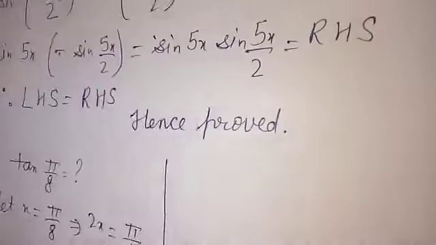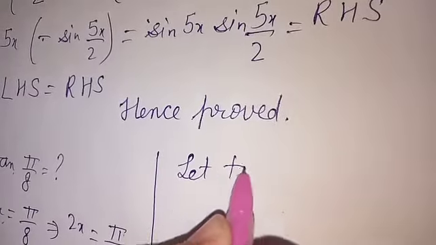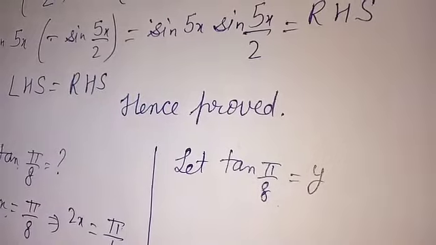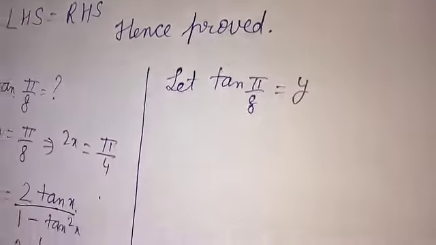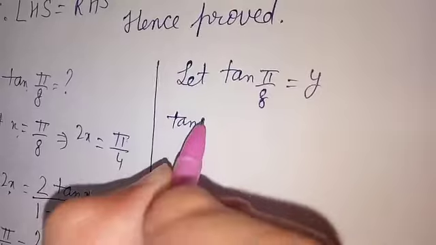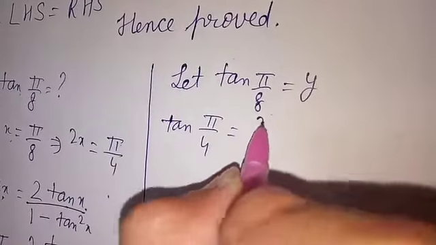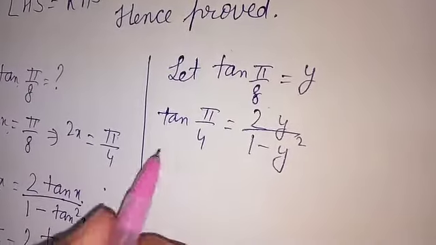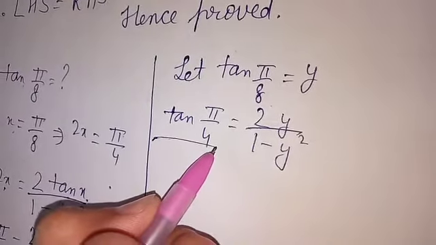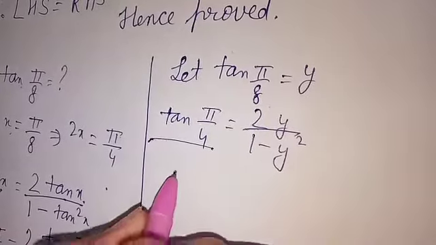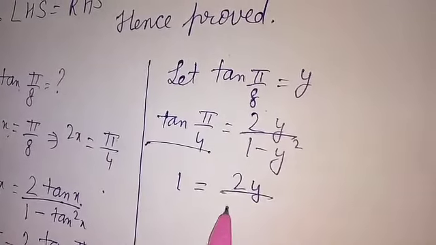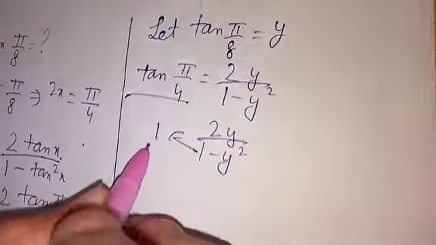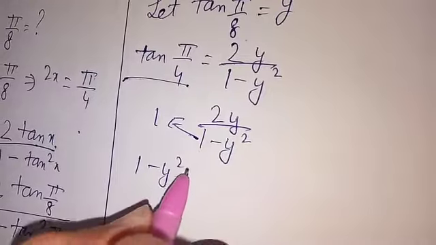So now we can assume let tangent pi by 8, tangent pi by 8 means complete, this is equal to y. So we can replace this in the formula. So we get tangent pi by 4 is equal to 2y by 1 minus y square. And what is the value of tangent pi by 4? Tangent pi by 4 is 1. So 1 is equal to 2y by 1 minus y square. We can cross multiply. Thus we get 1 minus y square is equal to 2y.